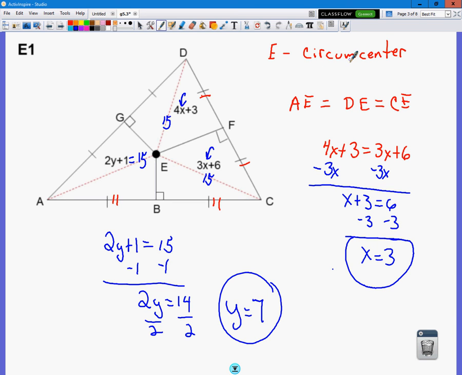If you have a circumcenter, the point of concurrency of the perpendicular bisectors of a triangle, that circumcenter is the same distance from each of the 3 vertices. Everybody okay with this example?